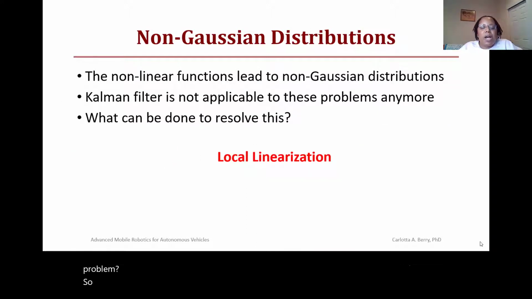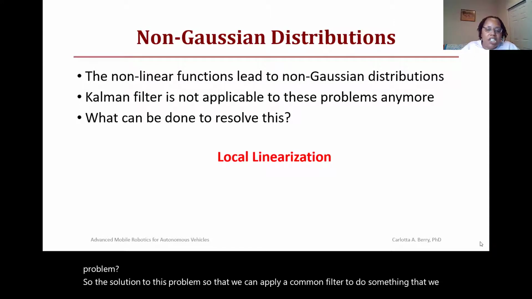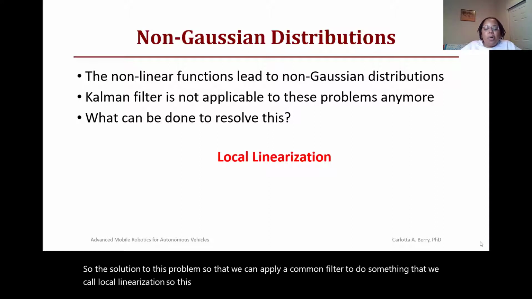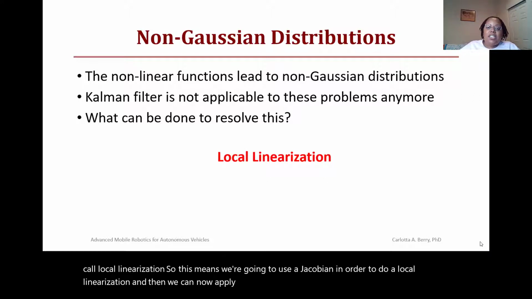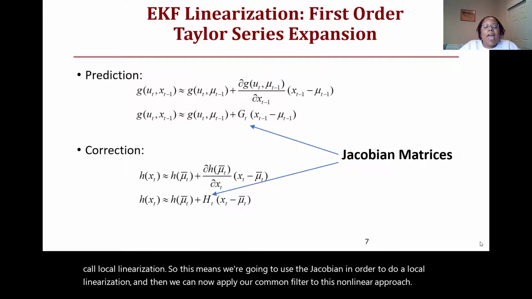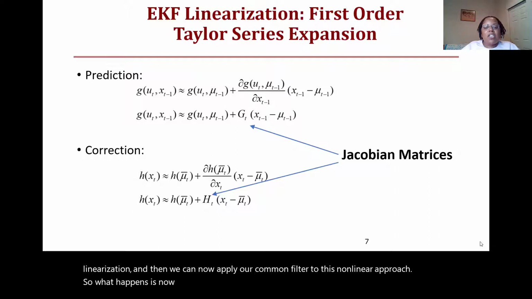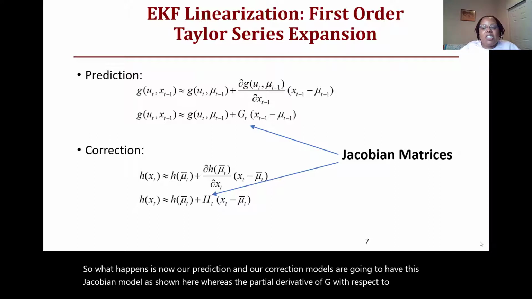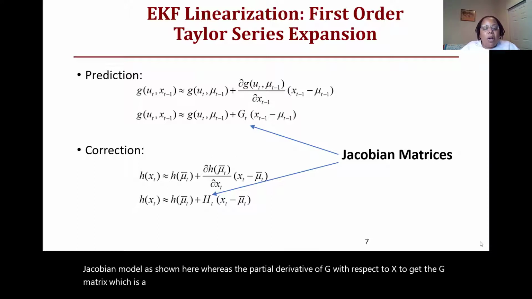So the solution to this problem, so that we can apply a Kalman filter, is to do something that we call local linearization. So this means we're going to use a Jacobian in order to do a local linearization, and then we can now apply our Kalman filter to this nonlinear approach. So what happens is now our prediction and our correction models are going to have this Jacobian model as shown here, where it's the partial derivative of g with respect to x to get the G matrix, which is a Jacobian matrix, or the partial derivative of h with respect to x. And by using that, we also get another Jacobian matrix.